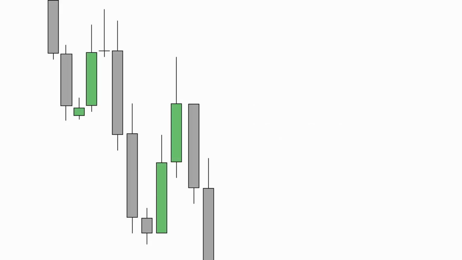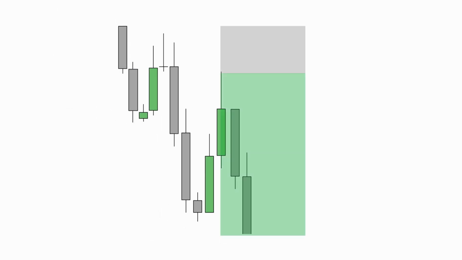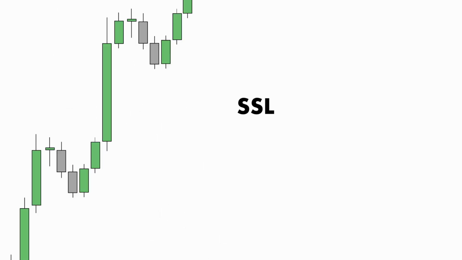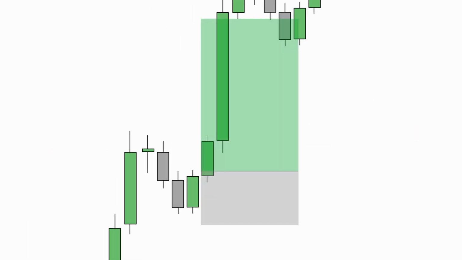Now that you get the basics of liquidity, it's time to break down all the different types, starting off with understanding BSL and SSL. BSL stands for buy-side liquidity, which refers to the stop orders of short sellers, and SSL stands for sell-side liquidity, which refers to the stop orders of buyers.